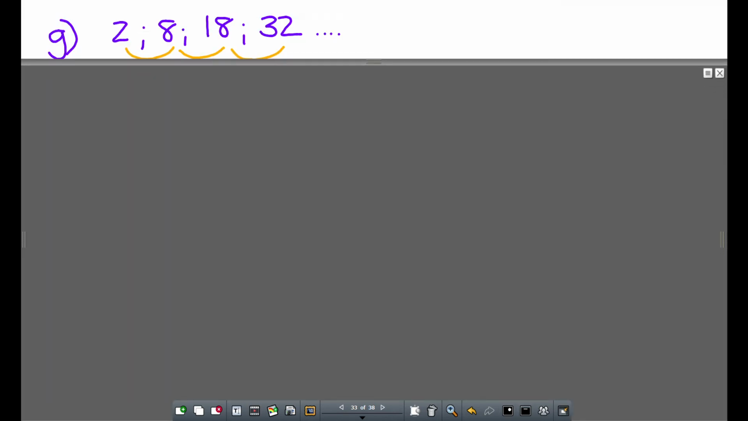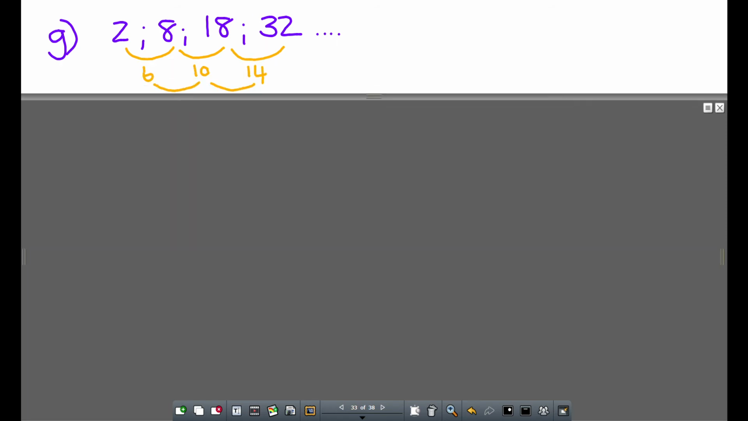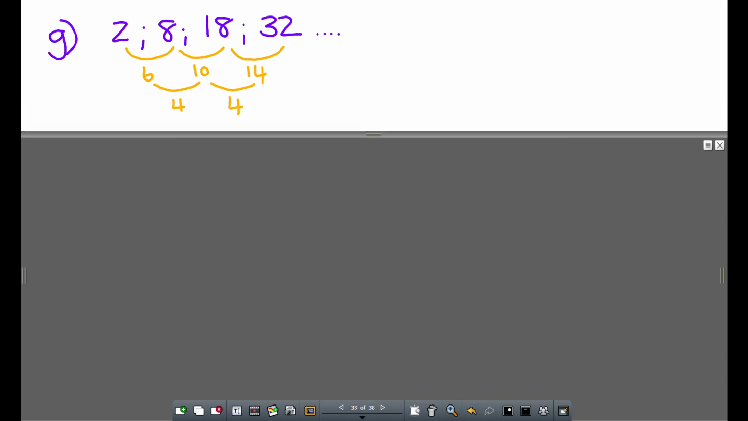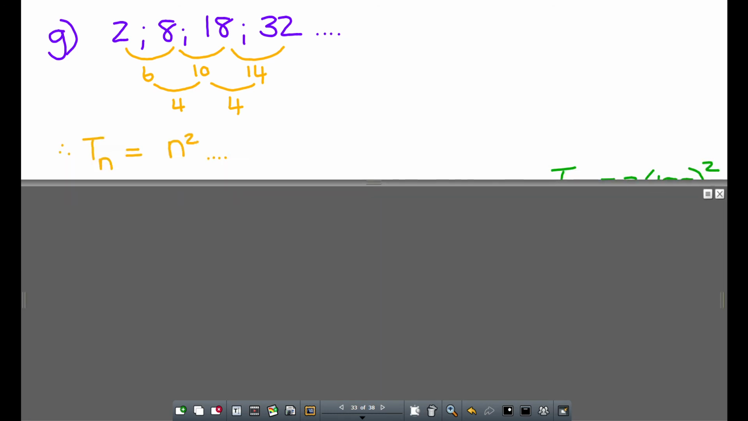Okay. So G. I had 2, 8, 18, and 32. So the first difference was 6, 10, and 14. Now, if I do second difference, I get 4. So now I have a constant second difference. And because it's a second difference, I know I'm going to have term n is equal to n squared.